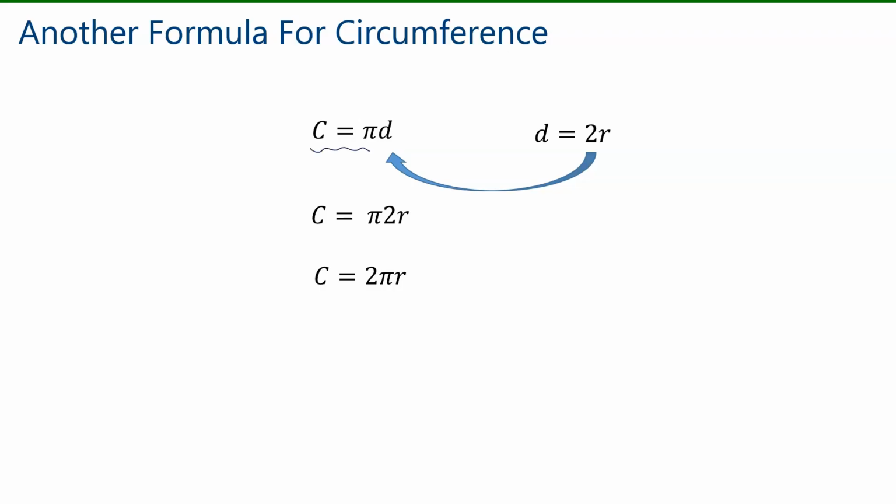So this first formula is very useful if you're given the diameter in the question, like in that first example with the picture frame. Whereas this formula is a great one to use when you're given the radius, for example, the one with the table. So both of these formulas are equal. You can choose either one.